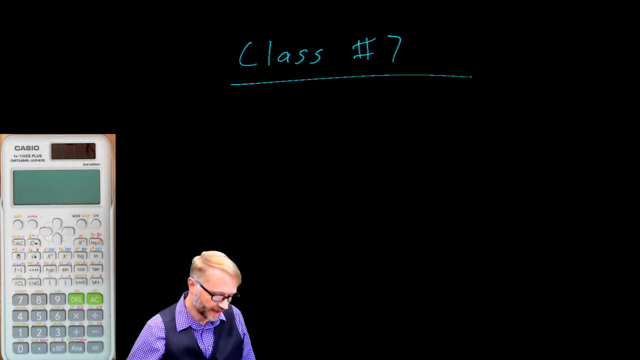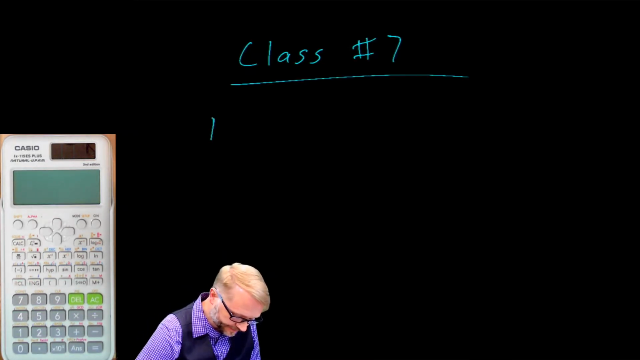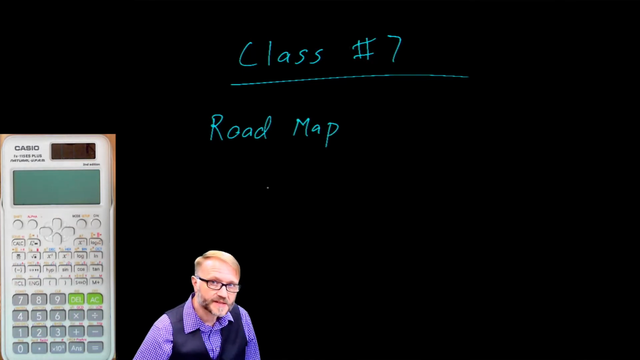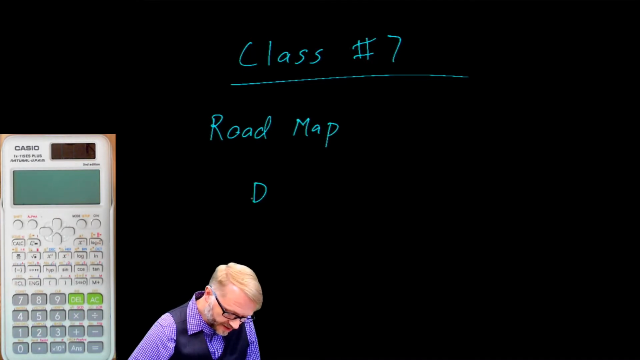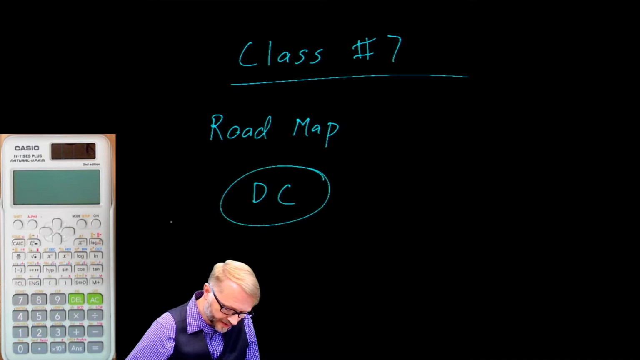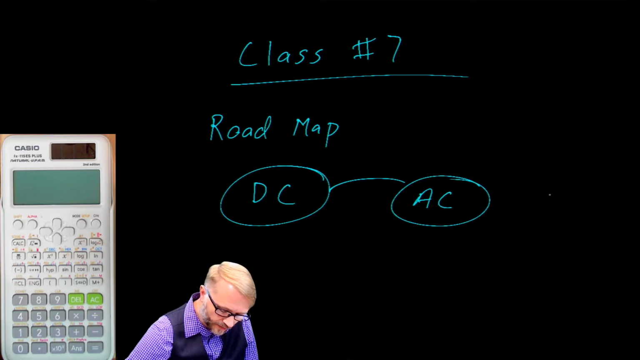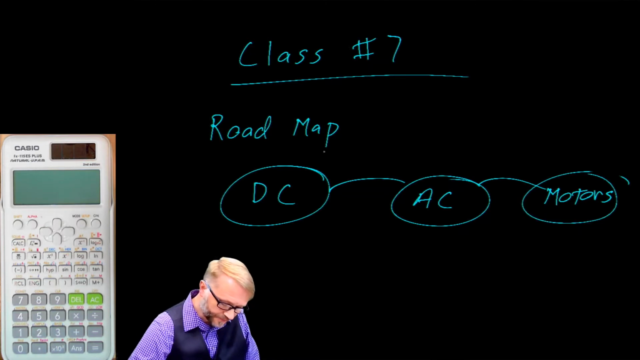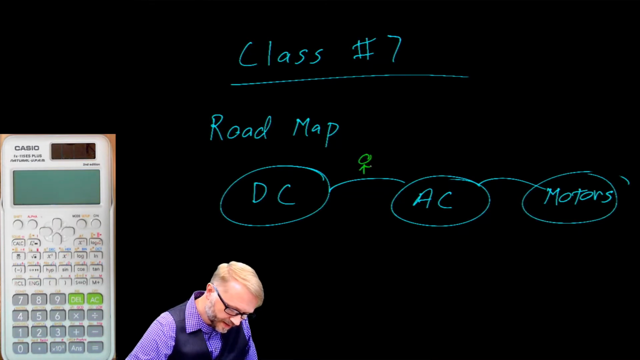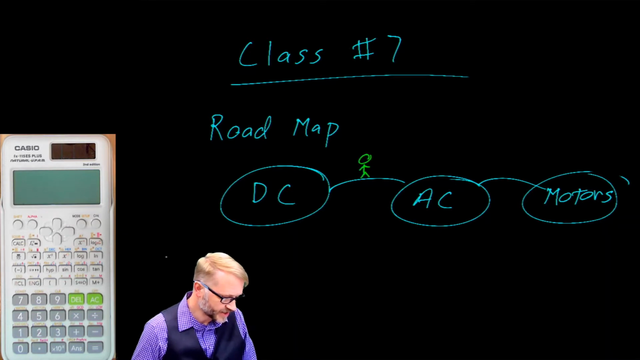Welcome back. This is class number 7 in our discussion of industrial electricity. We're going to start today by going over a roadmap. In this class, we have been exploring concepts of direct current. In the very near future, we're going to move to alternating current, and then we're going to move to motors. Today, you are right here. We are making the transition.